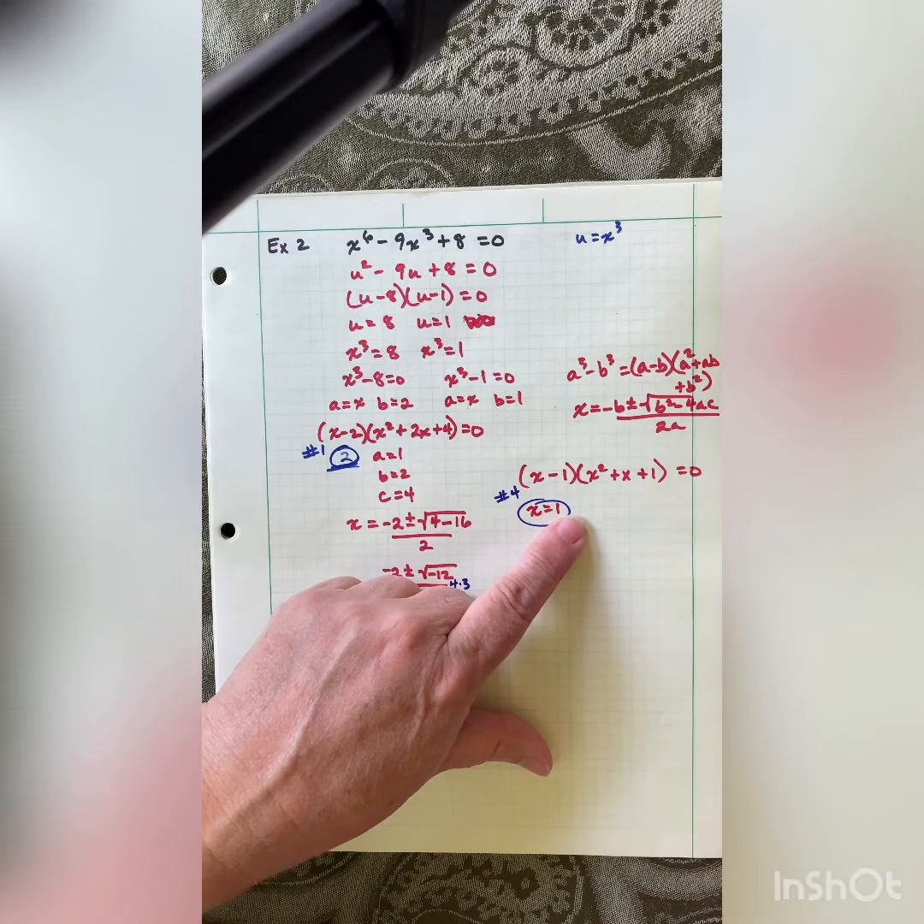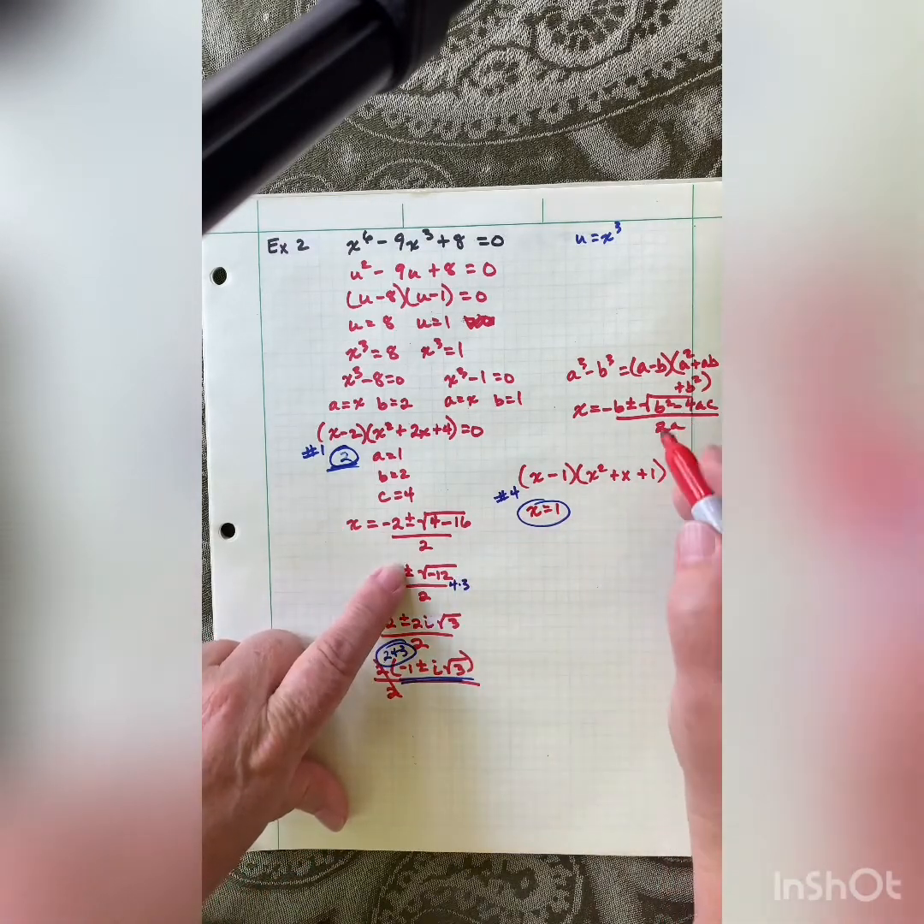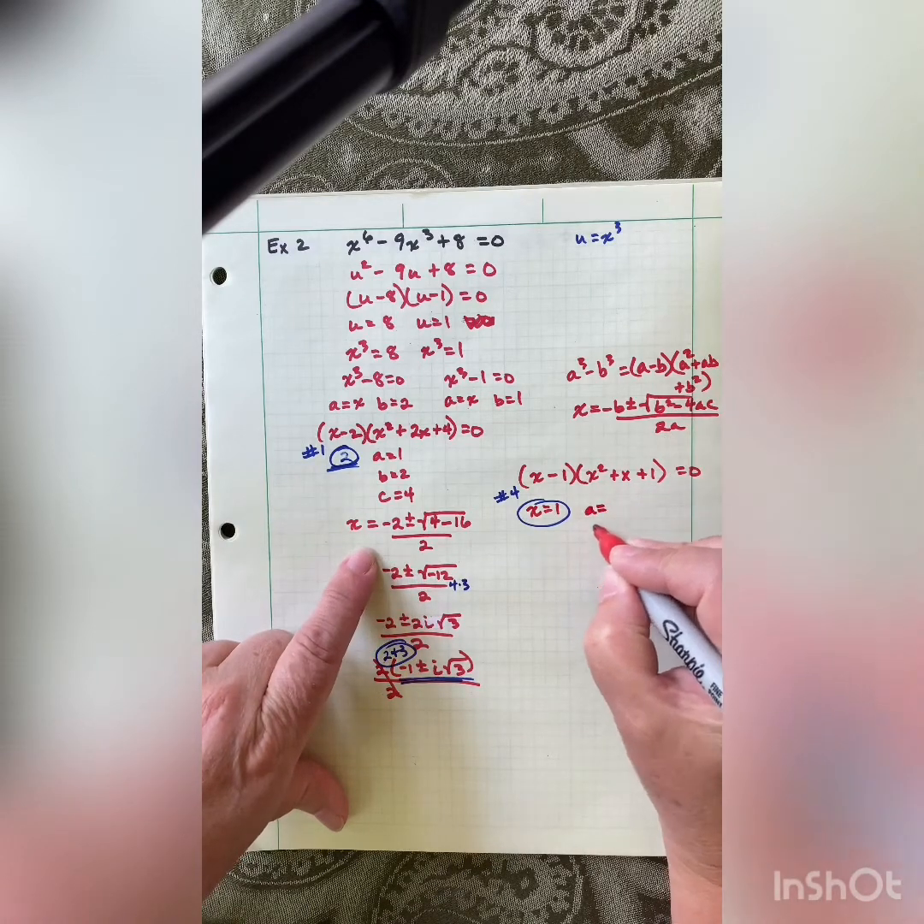Still need to go on this one here. Again, we're going to have to use our quadratic formula up here. So let's identify our a, b, and c.